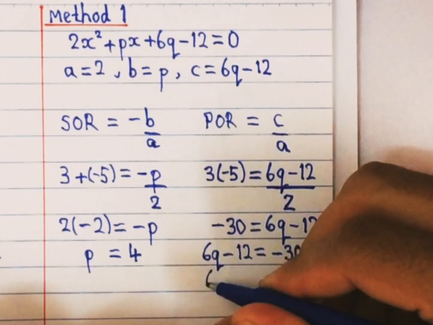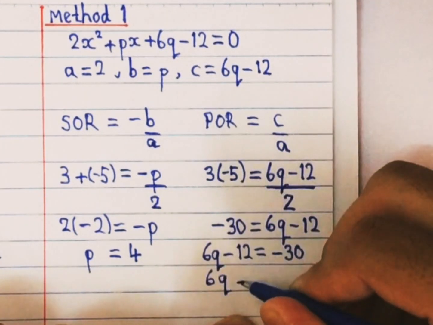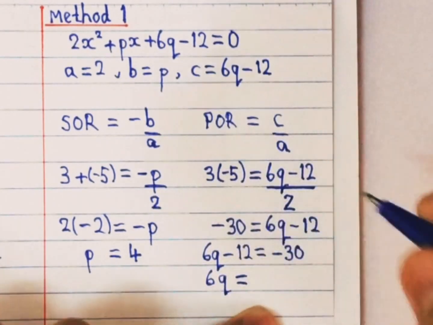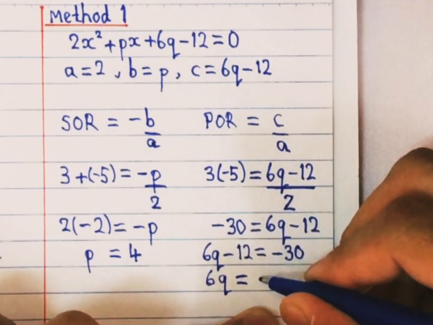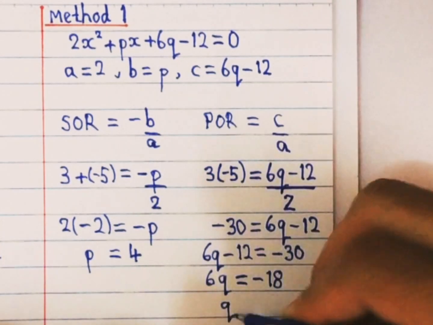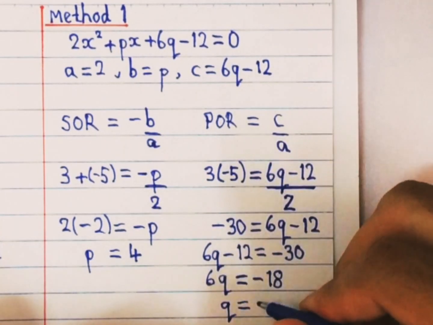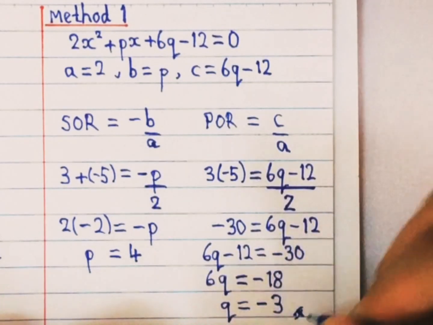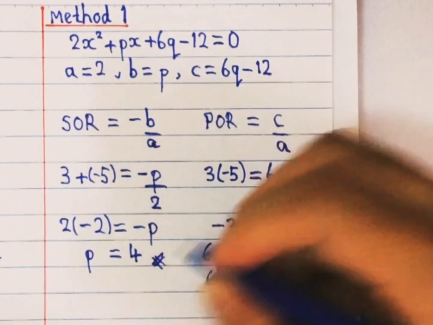So now I'm going to solve this equation. So 6q, you bring over negative 12 to the other side. So negative 30 plus 12 will be negative 18. So the q will be negative 18 divided by 6, which is negative 3. So this is one of the ways that we can use to find the value of p and q.